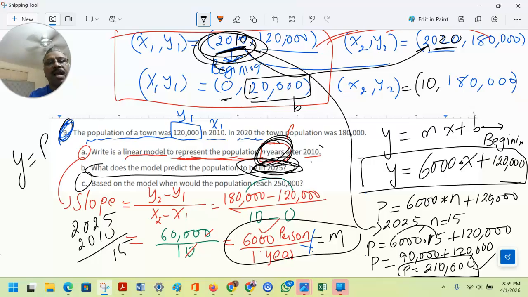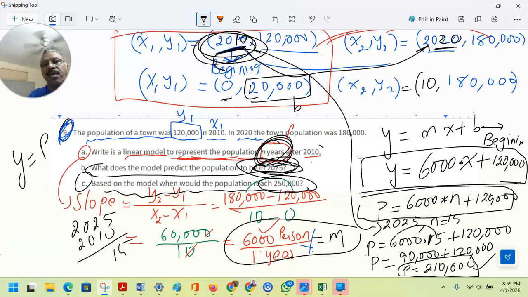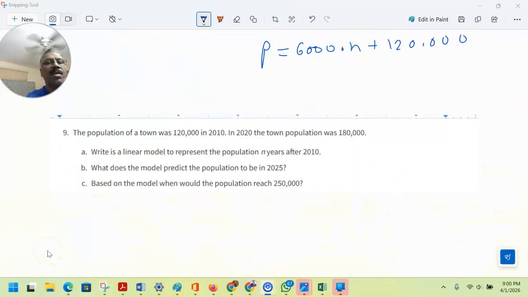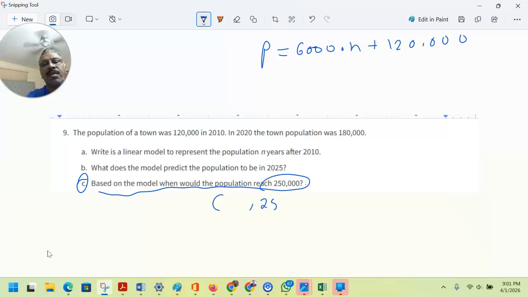The last question is asking, based on the model, when will the population be 250,000? So the equation is this. Let me keep only that. So question C says, based on the model, when the population will reach this, that means we want to know, this is given to you. The population is given. So the question is the number of years, that is the N. This is what we have to find.